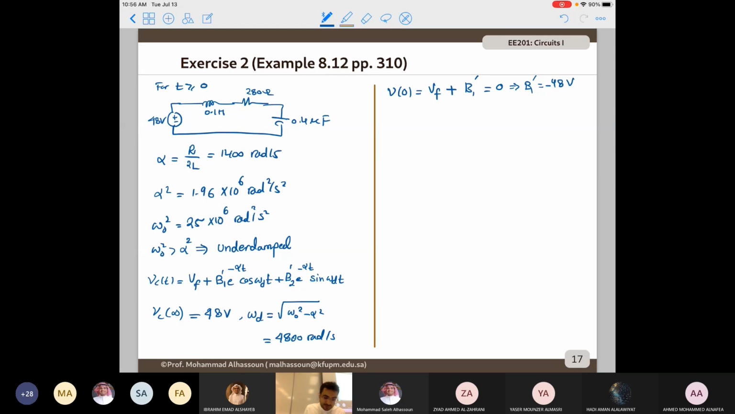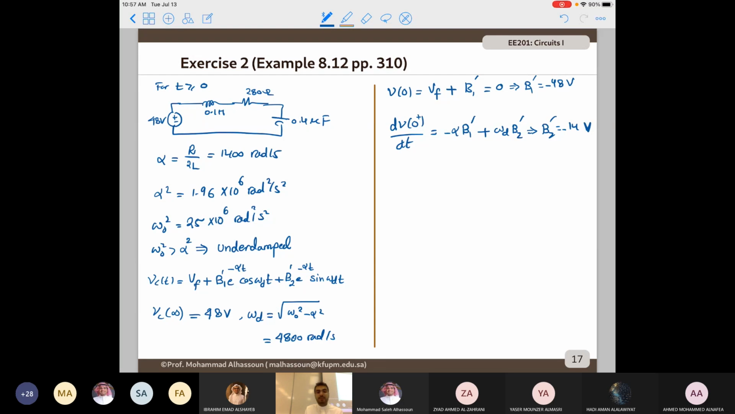Now, in order to find the other variable, we need to differentiate the voltage with respect to time and evaluate it at 0. If we do that, we will get minus alpha B1 prime plus omega D B2 prime. If we solve for it, we'll end up with B2 prime equals minus 14 volts.